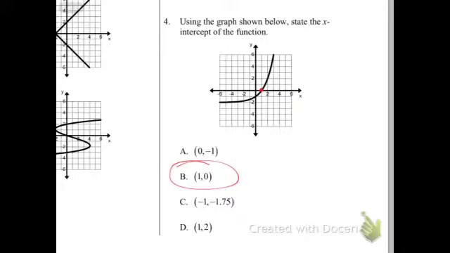4, you have to identify the x-intercept. That's where it crosses the x-axis. It crosses right there. You write down what that point is. Remember, each point is an xy coordinate. X is how far left and right, y is how far up and down. So you get the point (1, 0).